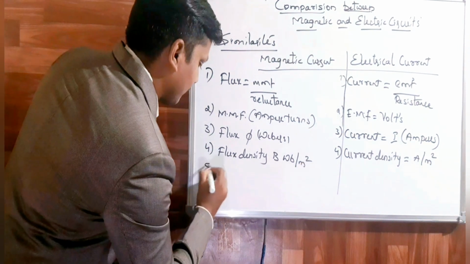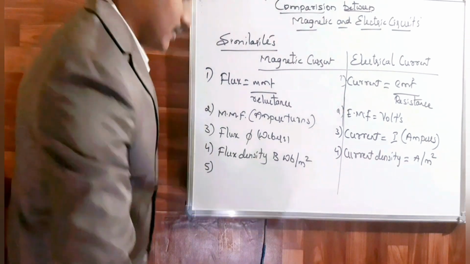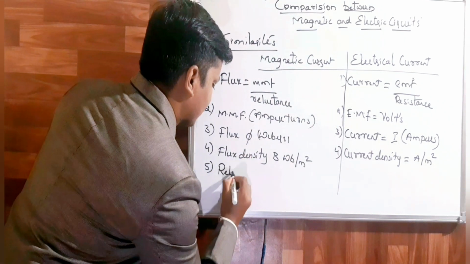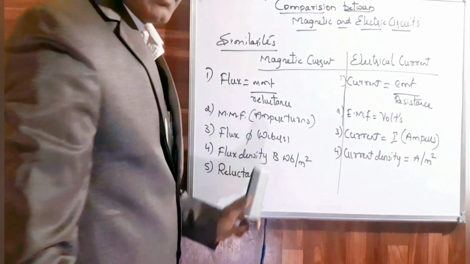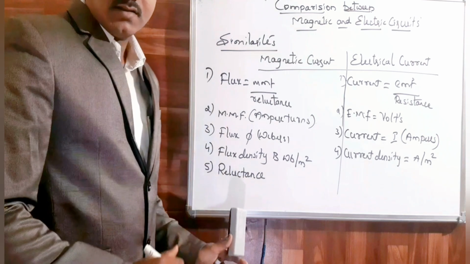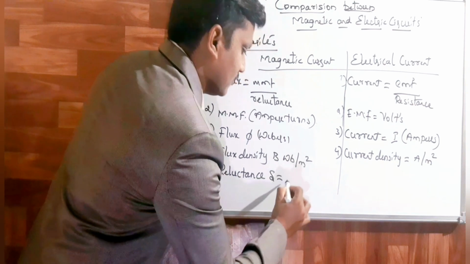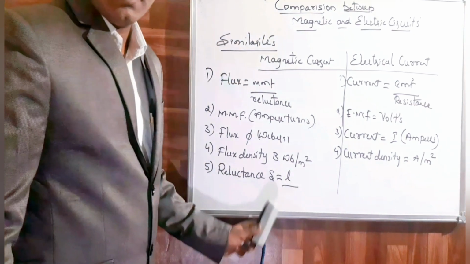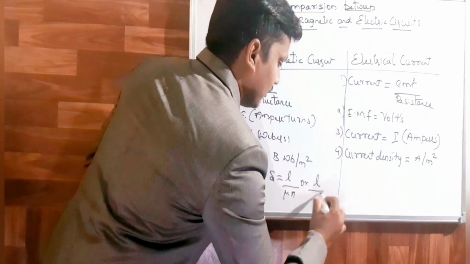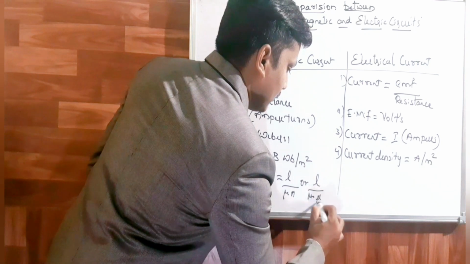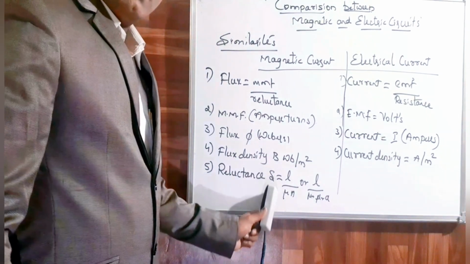The fifth similarity between magnetic and electric circuits: we have reluctance in the magnetic circuit. We have discussed reluctance in detail in the previous classes. Reluctance is denoted with the letter S, and S equals L upon mu A, or we can write it as L upon mu naught mu r into A. This is the formula for calculating the reluctance.